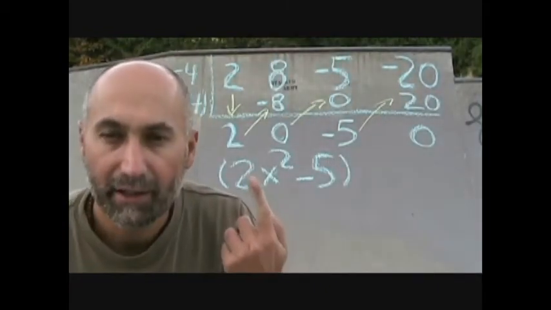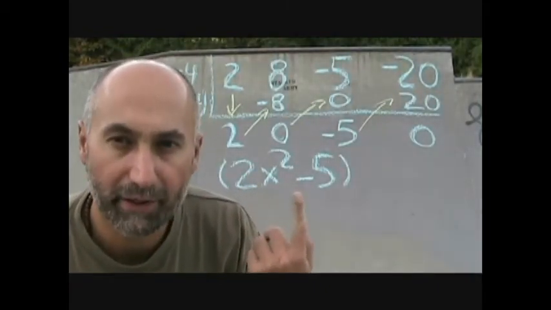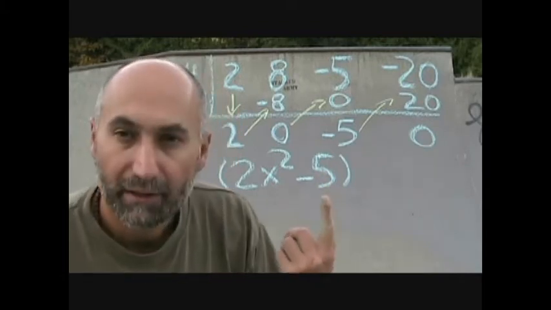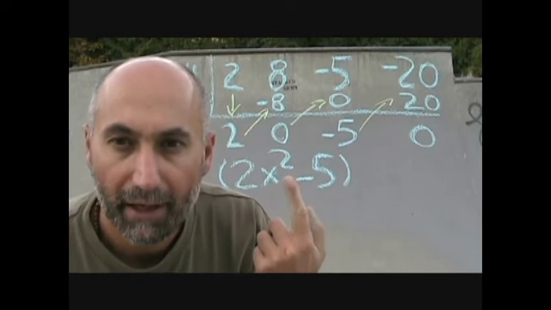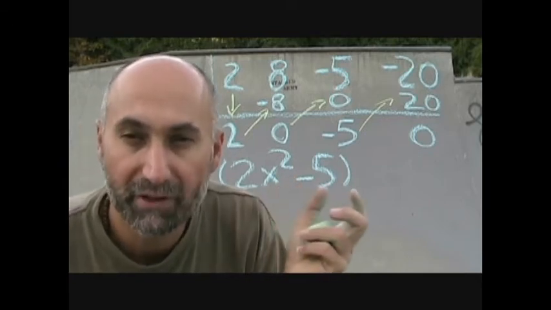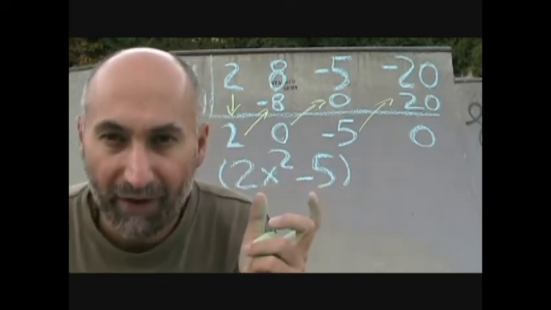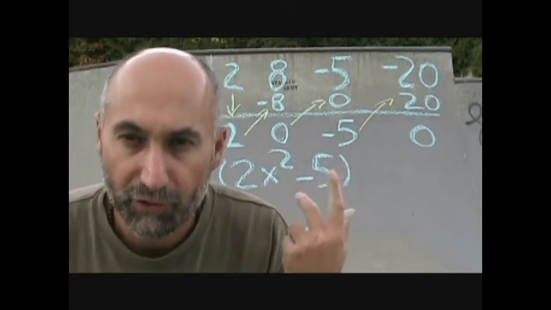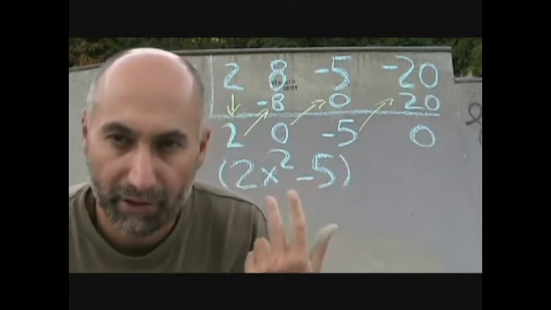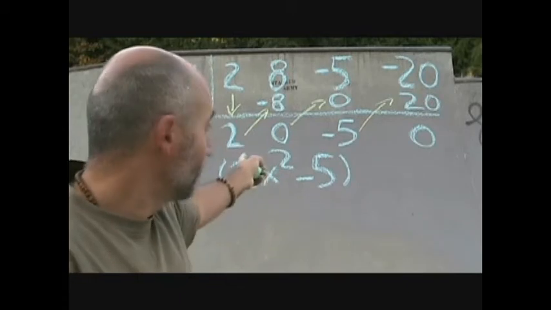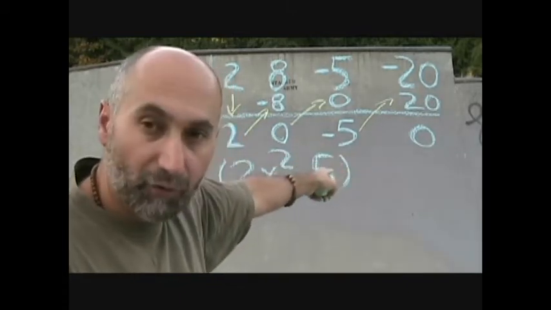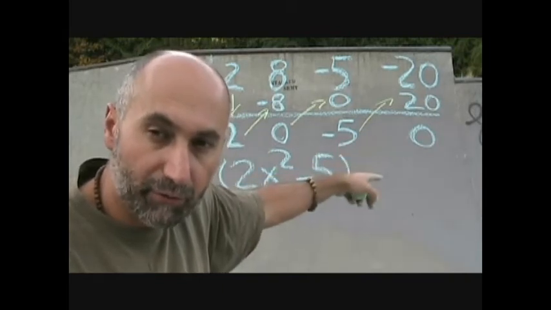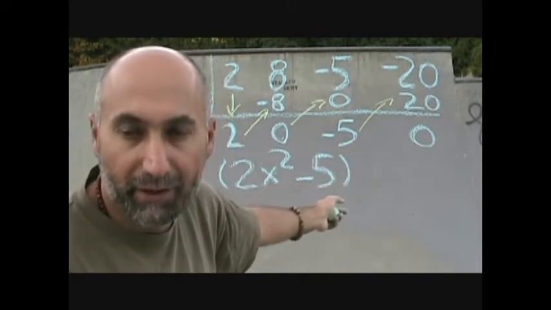What we have now is 2x squared minus 5. Now we're down to a quadratic, something to the power of 2, and it happens to be two things subtracted from each other. So we can factor this using the difference of squares, or using the quadratic formula, or we can just solve for this by setting it equal to 0, moving the 5 over, dividing by 2, and square rooting both sides, which is basically what I'm going to end up doing.